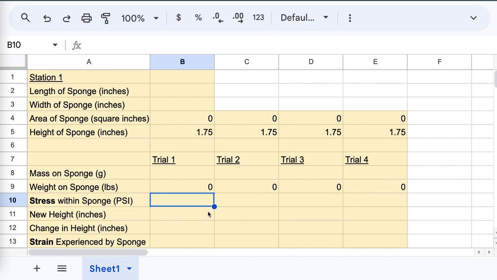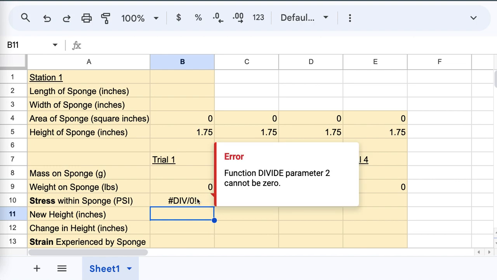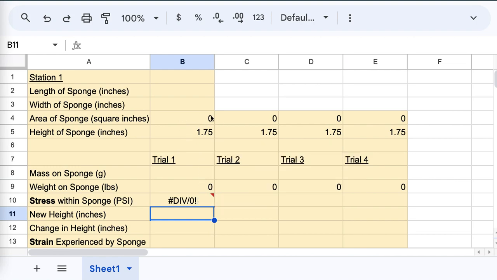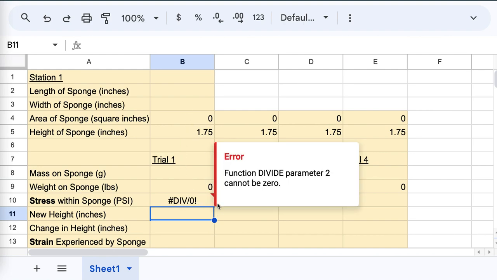Okay, the stress is how the sponge is coping with the external pressures, and it's equal and opposite to the external pressures. And pressure, as you recall, I'm sure, is force divided by area. So the stress within the sponge is going to equal the force divided by the area. Enter. Now, don't worry about this error. It's just that right now we're having it divide by 0 because we don't have numbers in here, and you can't divide by 0. So it just says error, but as soon as numbers show up, that will not be an error.